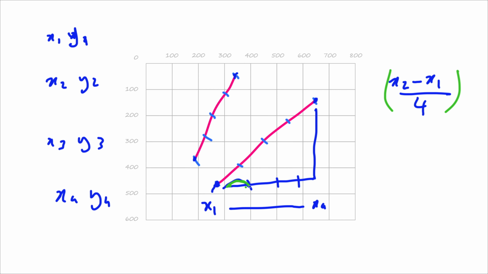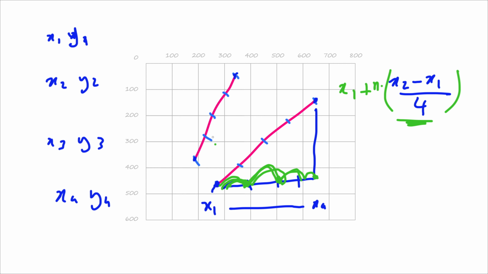And now, to find the coordinates of these, we say x1 plus some multiple of this, so n times. And then we'll have to go from 0: 0, 1, 2, 3, 4. So n will go from 0 to 4. So if it's 0, it's just x1. If n is 1, then it's x1 plus this thing here. If n is 2, then it's x1 plus 2 of those, which takes us to there. 3 of those, and then 4 of those takes us to the end.